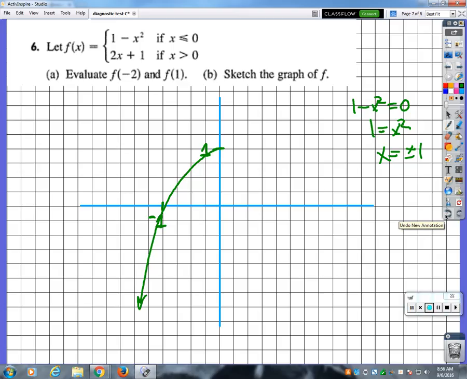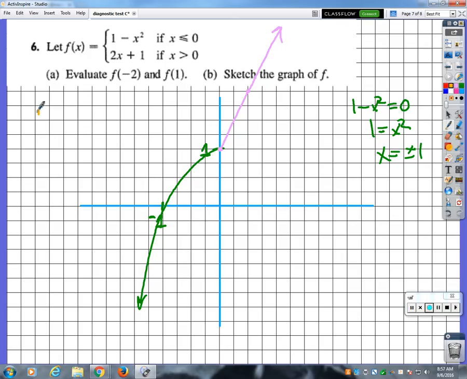So what does 2x plus 1 look like? Y-intercept at 1. The y-intercept is at 1, so conveniently that's right there. And then the slope is 2, x is greater than 0, so up 2 over 1, up 2 over 1, so it looks like this. Okay, so there's my wacky looking piecewise function. 2 pieces, half a parabola, and then half of a linear graph.